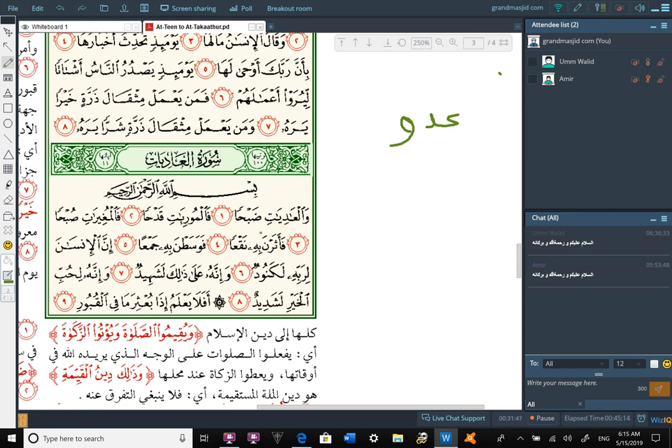Wal Adiyati Dabha. The waw here is a harf qasam, a particle of swearing, and it's causing the noun after it to be majroor. So this kasra here is a sign of it being majroor. Allah is swearing by those horses that run.